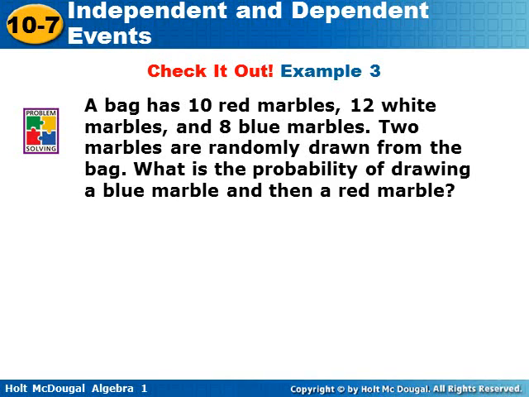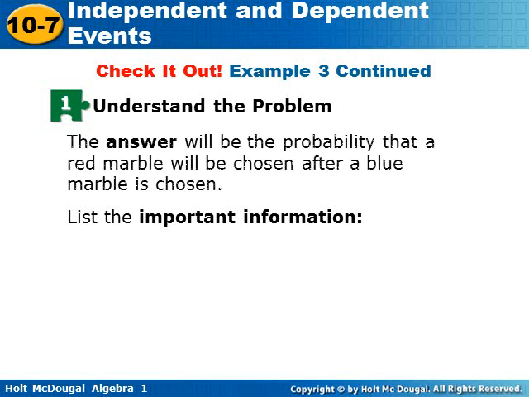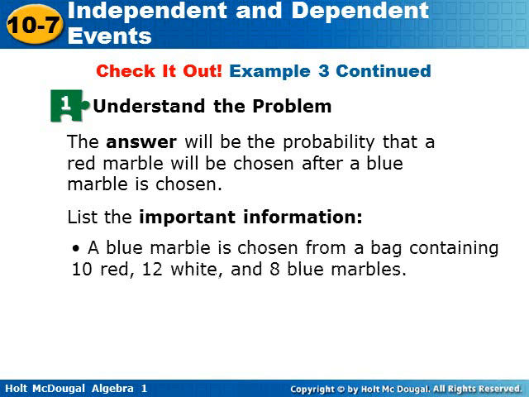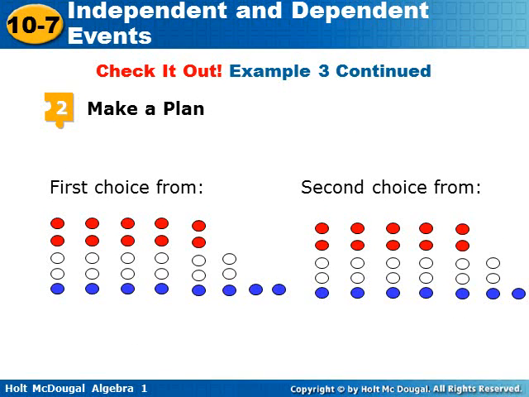A bag has 10 red marbles, 12 white marbles, and 8 blue marbles. 2 marbles are randomly drawn from the bag. What is the probability of drawing a blue marble and then a red marble? This one's for you to try on your own, and you can check back for your answer. The answer will be the probability that the red marble will be chosen after a blue marble is chosen. A blue marble is chosen from a bag containing 10 red, 12 white, and 8 blue, and then a red marble would be chosen from a bag with 10 red, 12 white, and 7 blue.